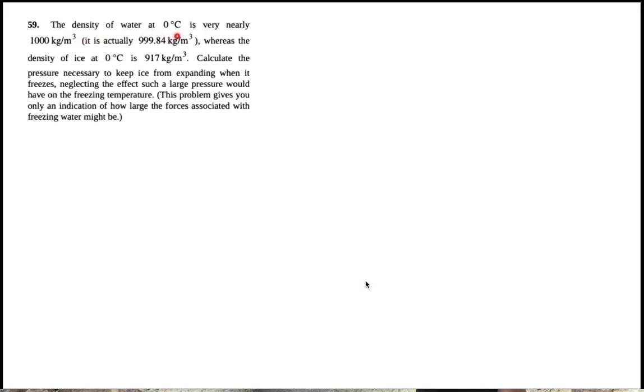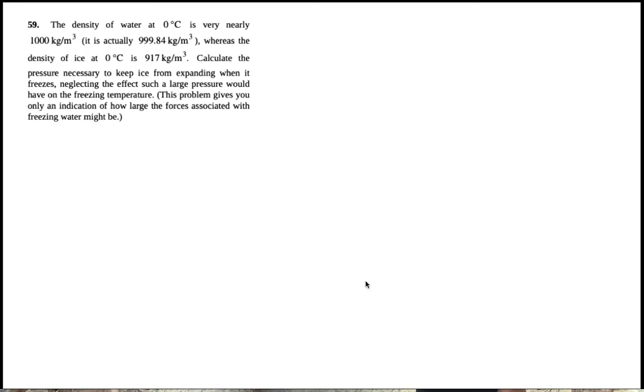The density of water at 0 degrees Celsius is very nearly 1000 kg per meter cube. We'll assume that. So there's the actual density. The density of ice at 0 degrees Celsius is 917 kg per meter cube. Calculate the pressure necessary to keep the ice from expanding when it freezes, neglecting the effect such a large pressure would have on the freezing temperature.